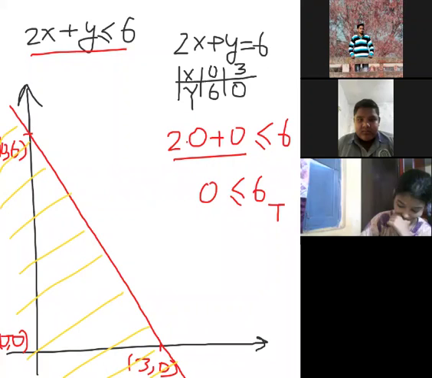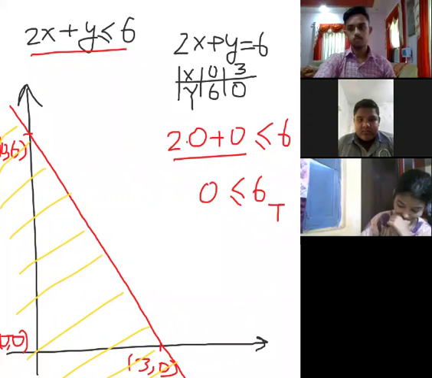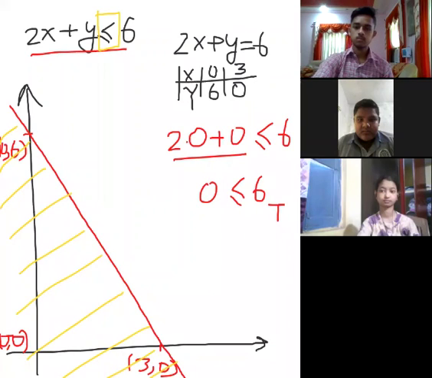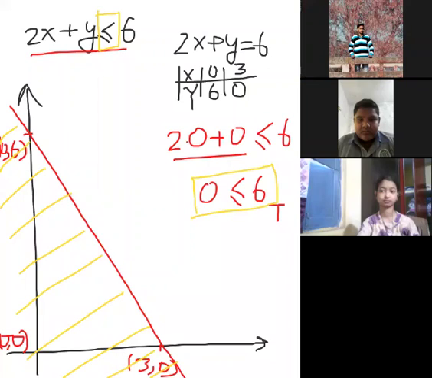Now you need to see it is less than or equals to. Less than or equals to means when the equals to symbol comes, we need to make a continuous line. The shaded region will be found with a point test. So I am taking 0, 0 because 0, 0 is not lying on the line. If it is true, towards that point we need to shade. If it is false, we need to shade opposite to that point.